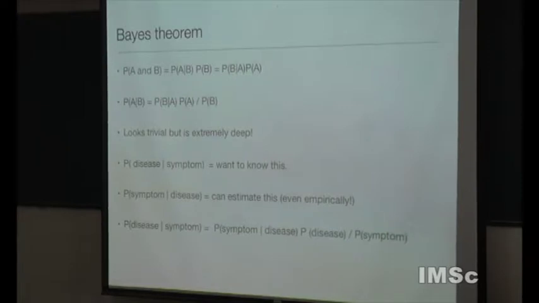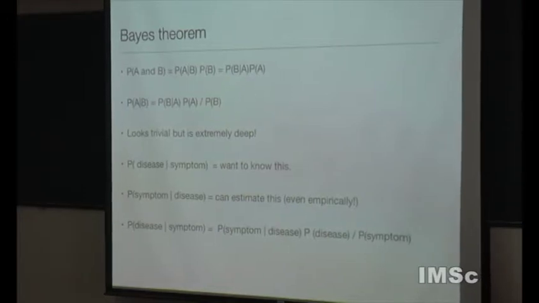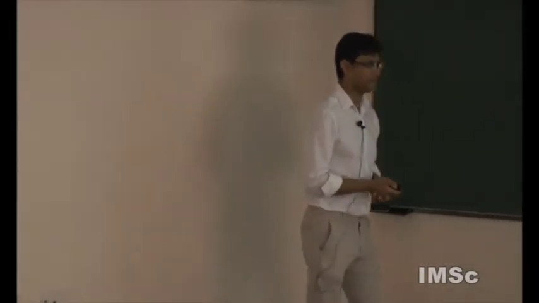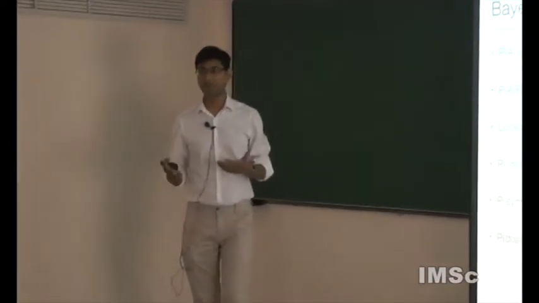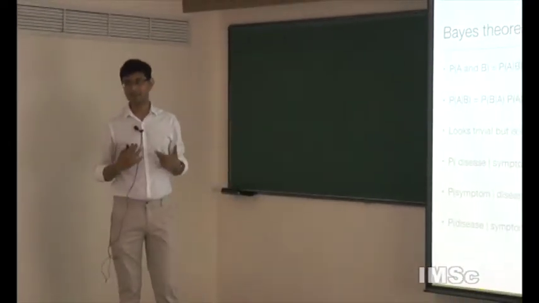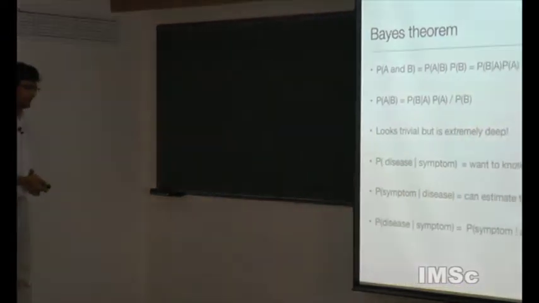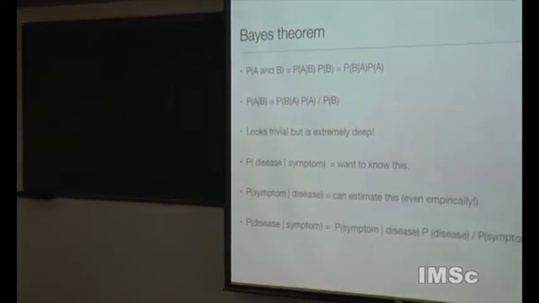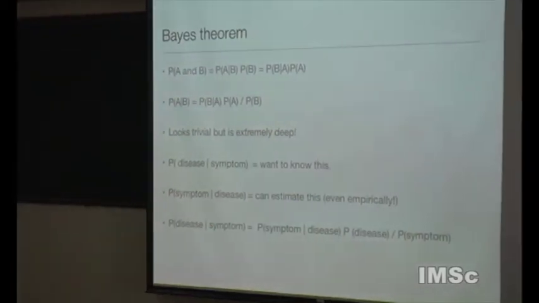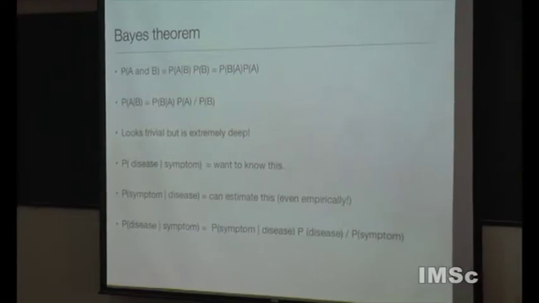I don't want to give examples, I find these things a little morbid, giving examples about illness. But you can figure out that if you have a certain disease, associated with it are a bunch of symptoms. And you can estimate this even if you don't know microbiology or what is happening at the microscopic level inside your bodies. Just by empiricism, you can estimate these things: P of symptom given disease. So this is something that doctors from ancient times knew, that if you have this, you're likely to be seeing this kind of symptom.